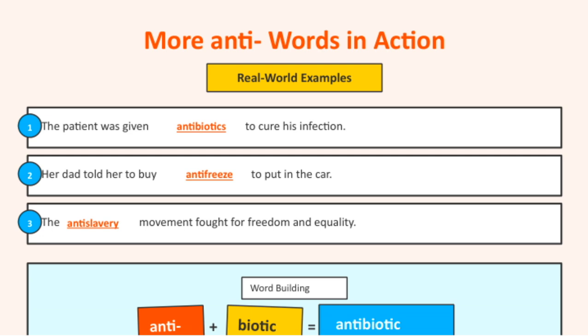And then there's antibiotics, which are medicines used to cure infections. Another real-world example showing how these anti words directly describe their purpose. Overall, this slide highlights how understanding these word parts can help us decode new terms and see connections across different contexts, from medicine to social movements. It's all about seeing the pattern in language to deepen our understanding.